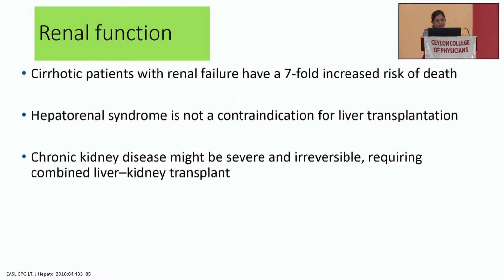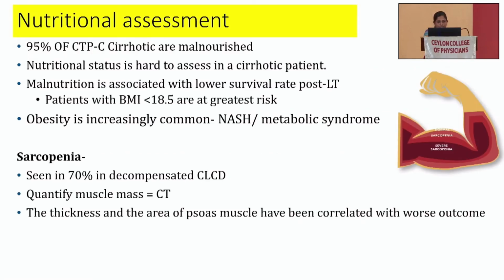And the renal function: if a cirrhotic patient has renal failure, there is an increased risk of death. Hepatopulmonary syndrome is not a contraindication. If the patient has renal impairment, they can undergo liver and kidney transplantation.